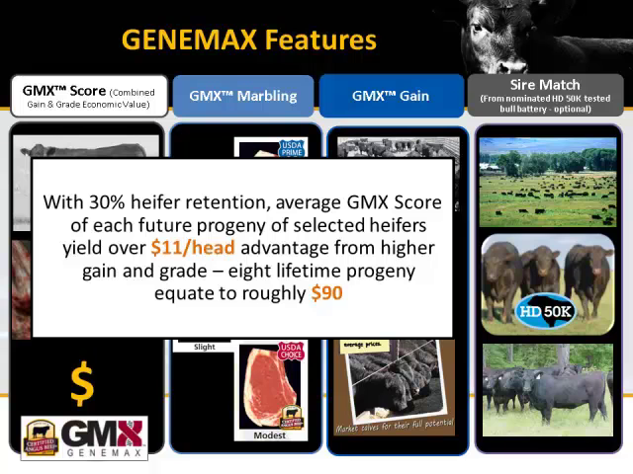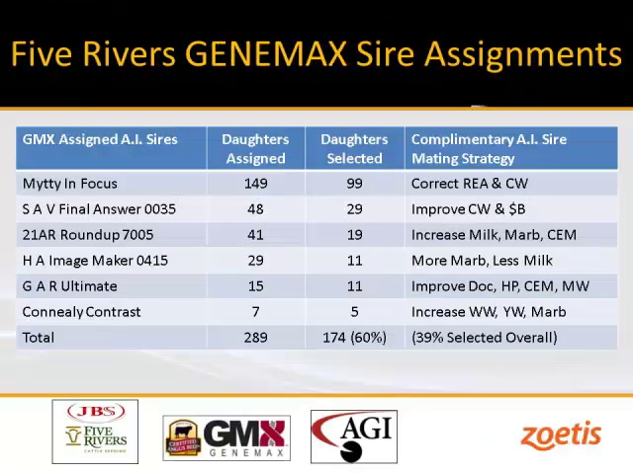In our own modeling work with this technology, in the event you select 30% of your heifers based on GENEMAX score, we think there's a little over a $10 a head advantage in added gain and grade from each offspring that selected superior female would produce. So over her lifetime, if she produces 6 or 8 calves, that's probably $70 to $90 advantage for those two traits. I wanted to just share a little information about the sire assignment feature.